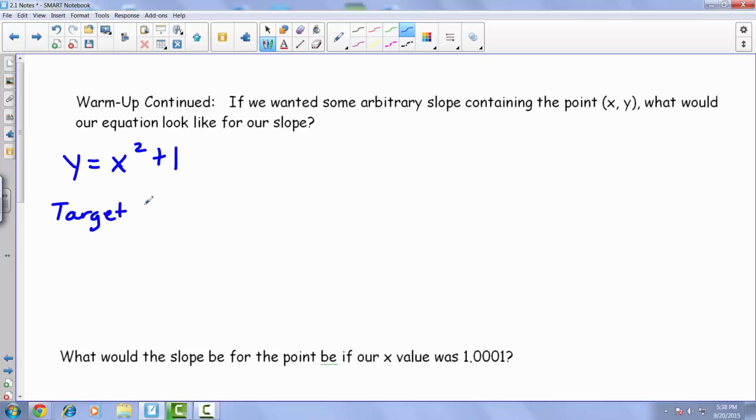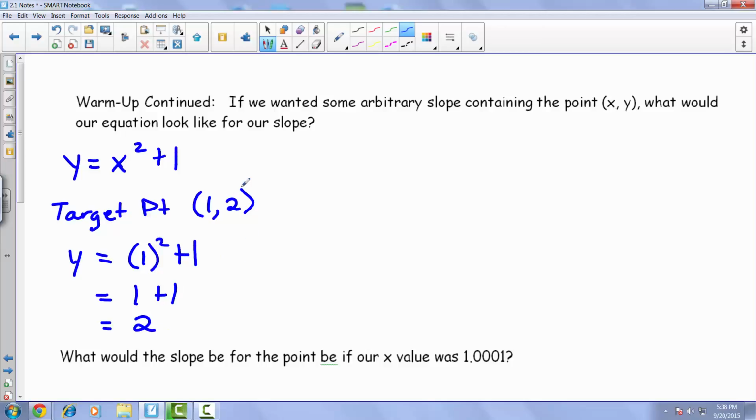So our target point that we kept seeing and approaching from the warm-up was (1, 2). So if you throw in 1 here, let's just say we don't know that y is 2. If we throw 1 in for x, we end up with 1 squared is 1, plus 1 gives us 2. And so we end up then with this point (1, 2).